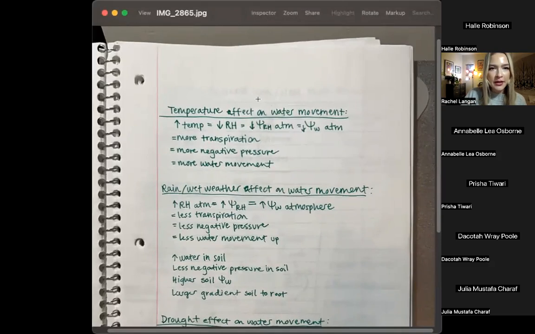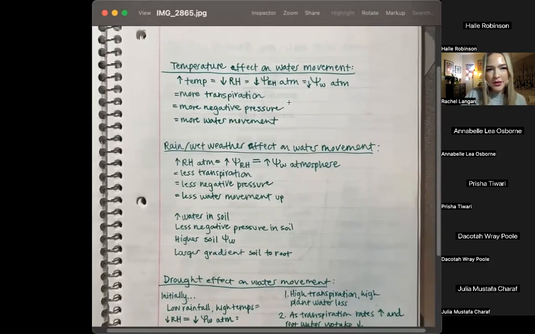Okay, so just going over the different ways we could change water movement that will come up on the test. Temperature: if you increase temperature, you decrease relative humidity of the atmosphere, which decreases the water potential of the atmosphere. So then you get a higher gradient between the atmosphere and the leaf airspace, more transpiration. And then from there, you cause more tension and more negative pressure all throughout the plant. You get more water movement, which makes sense, right? If it's really hot outside, there's going to be more evaporation and the plants dry out.